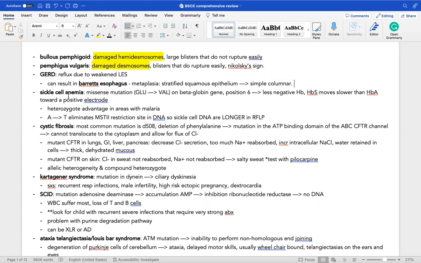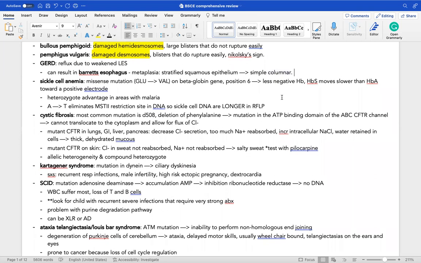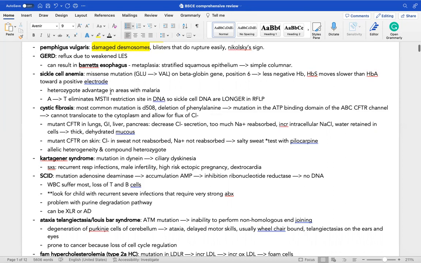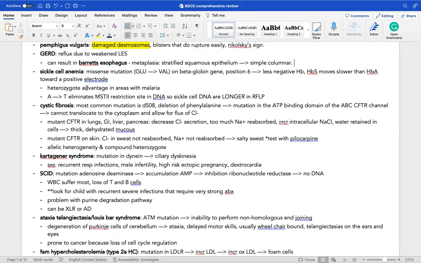In sickle cell anemia, it's a mutation of glutamate to valine on the beta globin gene in position 6. Therefore, we have less negative hemoglobin, and the hemoglobin moves slower. The hemoglobin S moves slower than hemoglobin A, and it will move toward the positive electrode. And they have heterozygous advantage in areas with malaria.